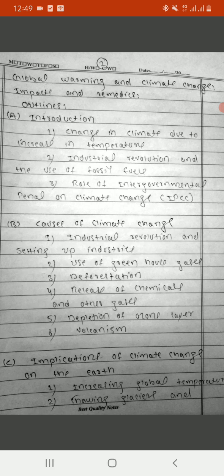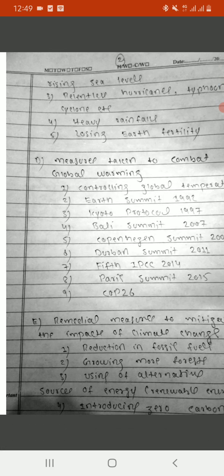Now, the implications of climate change on the earth. What are the repercussions, or we can say the negative impacts, of climate change on the earth? First of all, increasing global temperature. Recently we are witnessing that the global temperature is increasing, and heat waves are experienced and witnessed in many corners of the world. Particularly last year in Brazil, the Amazon forest, in Turkey, and the European countries, we are witnessing unprecedented heat increase, and the thawing of glaciers and the rise of the sea level.